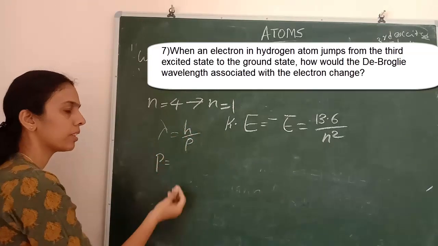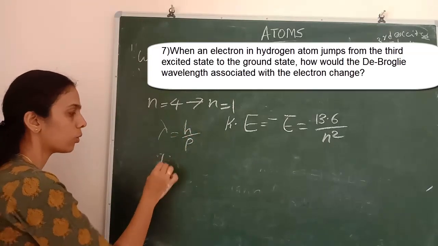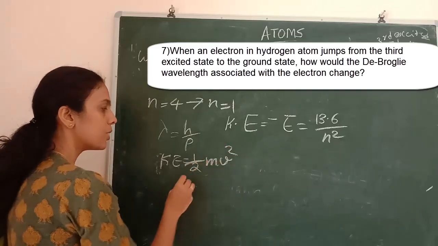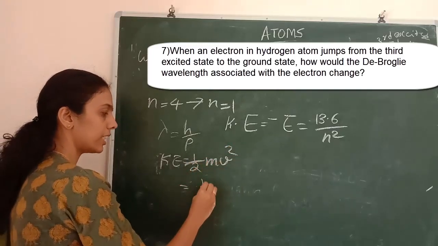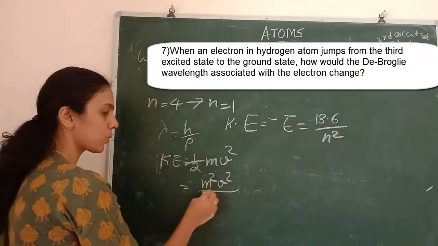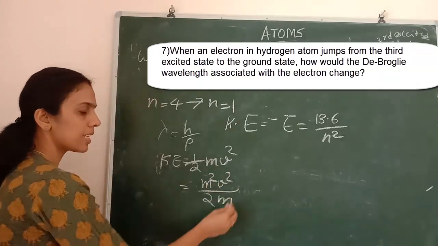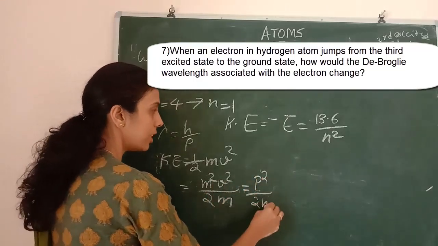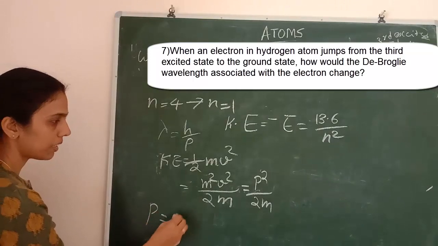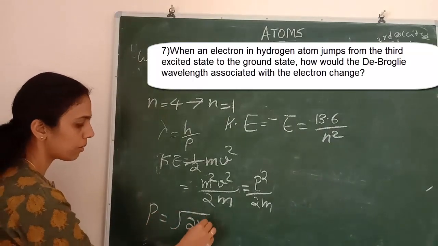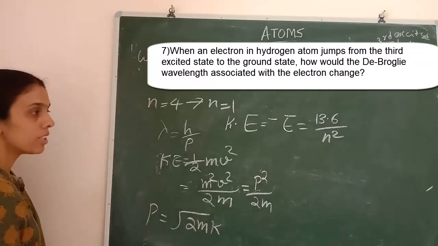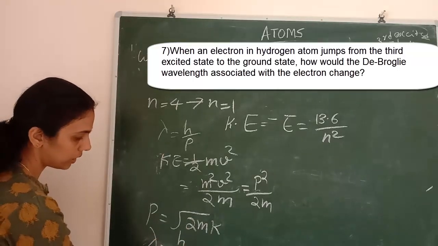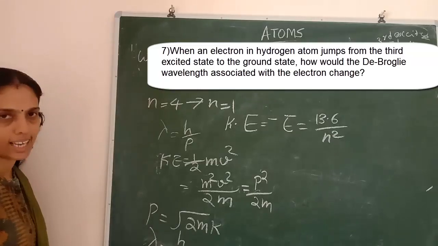We know that lambda equals h by p. What is p? What is kinetic energy? Half mv square. If I multiply and divide by m, it will be m square v square divided by 2m. mv is p, so p square divided by 2m. So we can write p is equal to root of 2m into kinetic energy. So lambda is h by root of 2m into K.